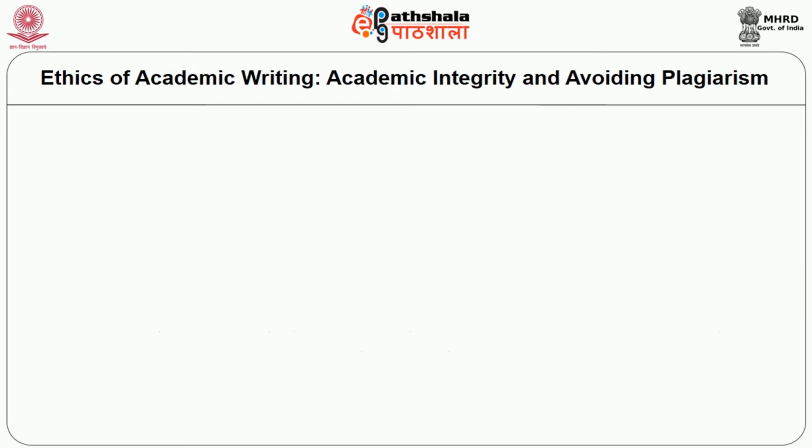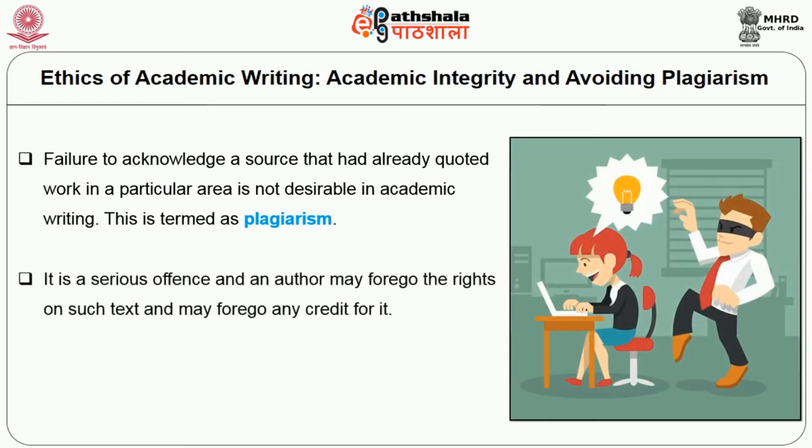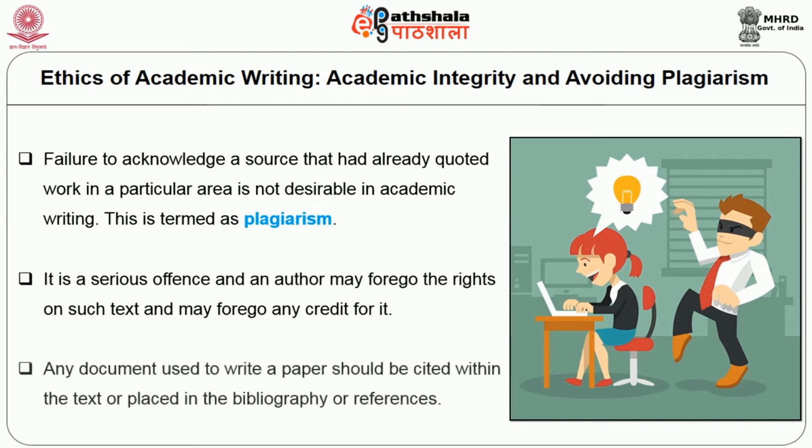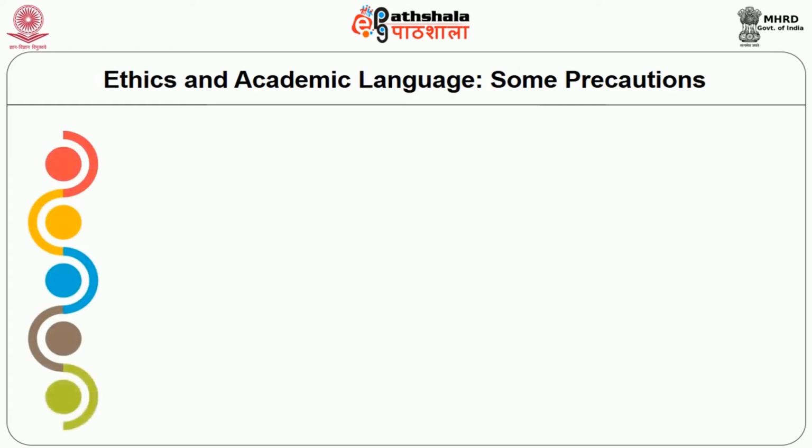content. Failure to acknowledge a source that has already been quoted in the work in a particular area is not desirable in academic writing. This is termed plagiarism. It is a serious offense, and an author may forgo the rights on such text and may forgo any credit for it. Any document used to write a paper should be cited within the text or placed in the bibliography or references. Now, ethics and academic language: some precautions that have to be taken.